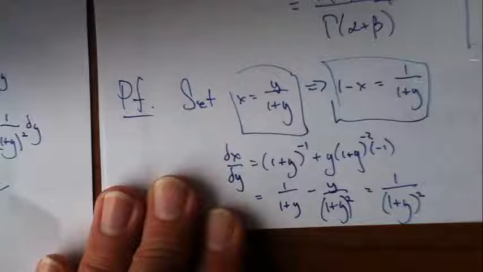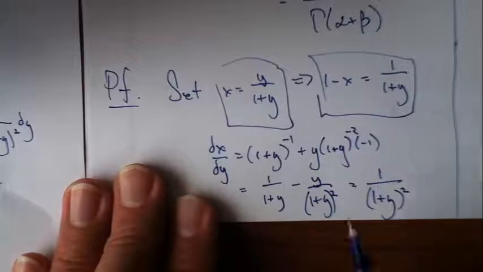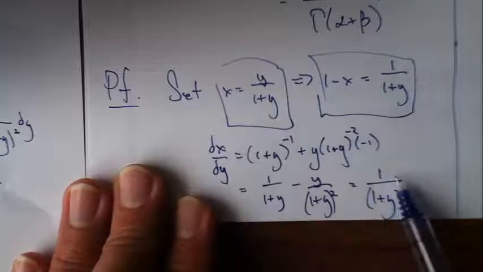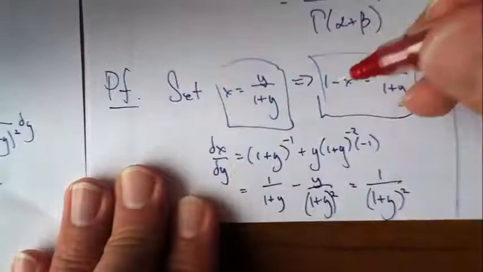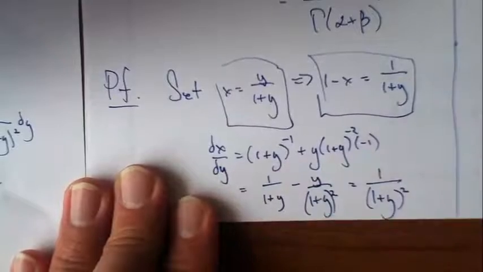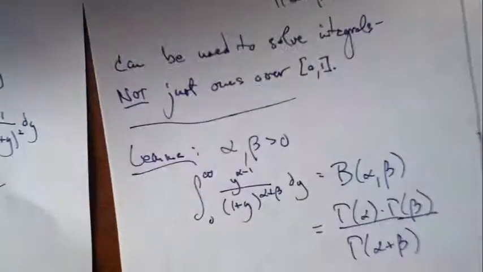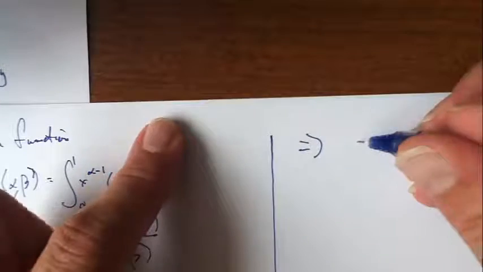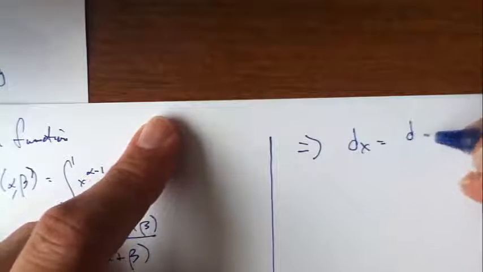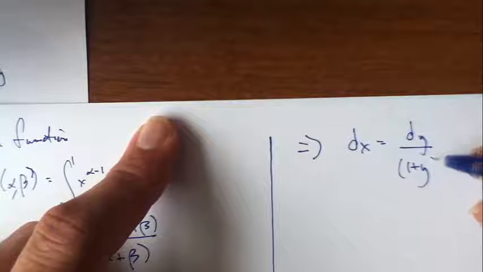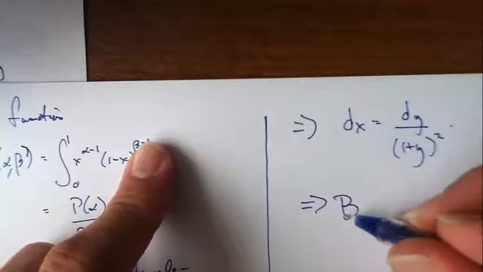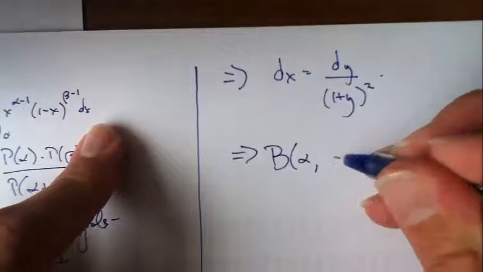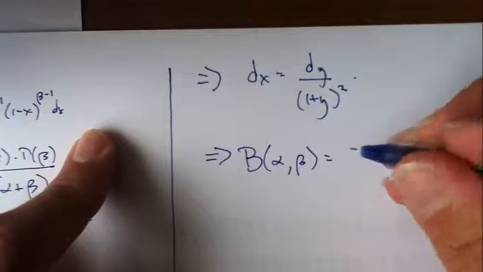And so this means that dx is this stuff times dy, right? I can multiply through by dy effectively, right? So write that down. I'll have that dx is dy over 1 plus y quantity squared. Okay. So this means that I can rewrite that beta function, beta of alpha and beta, rather, is the integral.